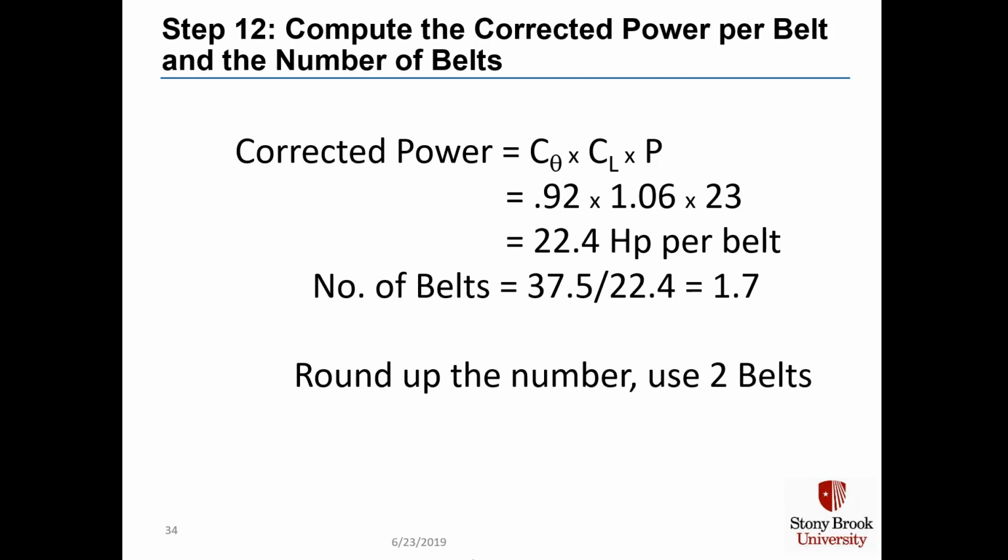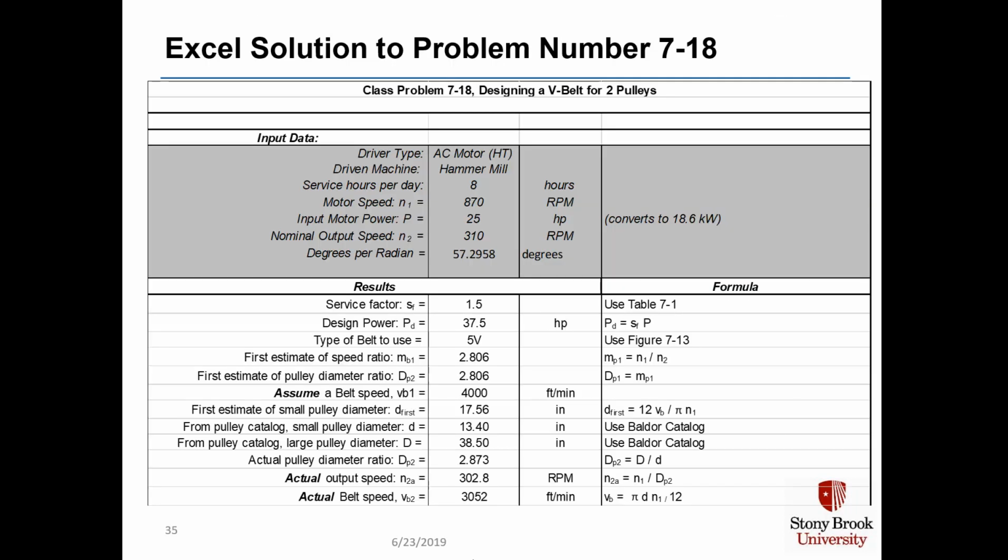And the number of belts is our 37.5 horsepower divided by the 22.4 for the corrected power, and we get 1.7 belts. But you can't use 1.7 belts, so you round up to the nearest integer, and that means we're going to have 2 belts in this application, and our pulleys will have 2 grooves each for the 2 belts.